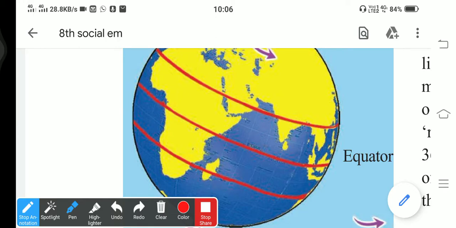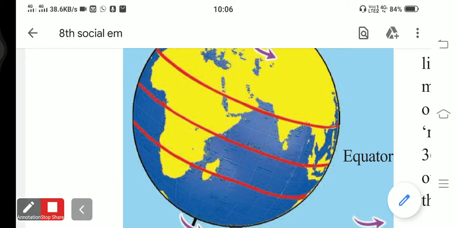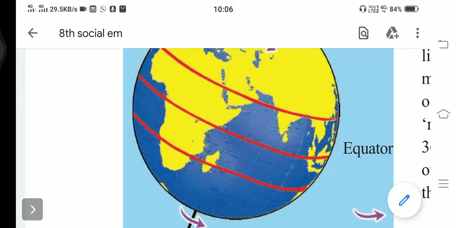So we think that the axis should be straight like this, but it is tilted. Understand? Why is it tilted? Because the earth is rotating. The earth revolves around the sun while rotating around its axis. Understand? So here we see that it is called revolution. The tilt and the revolution are both there.